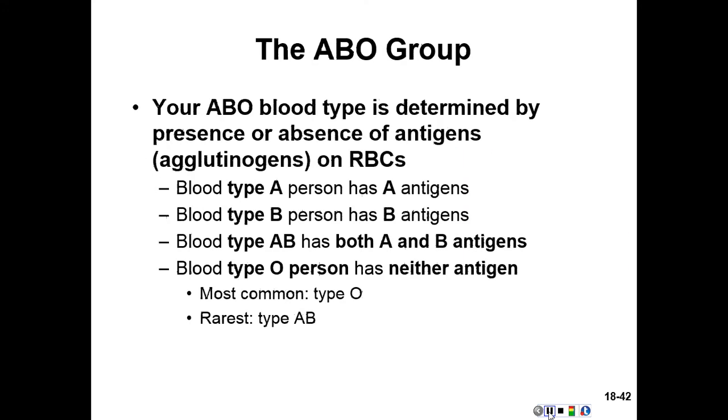Alright, so a person with blood type A has A antigens. Blood type B has B antigens. AB has both A and B antigens on them. Type O has neither antigen on them. So again, A antigens, B antigens, both, and blood type O, neither antigen on them.